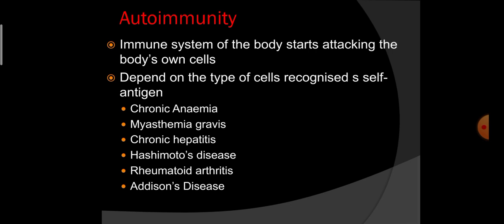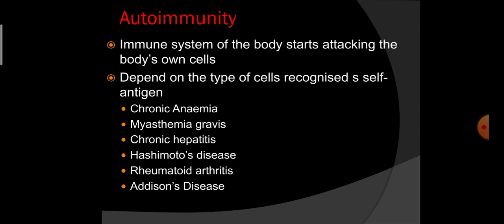Chronic anemia, myasthenia gravis, chronic hepatitis, Hashimoto's disease, rheumatoid arthritis, Addison's disease, all these are different types of autoimmune diseases. You don't have to know in detail about that. Just remember that it fails to identify self and non-self cells. They recognize these body cells as self antigen.